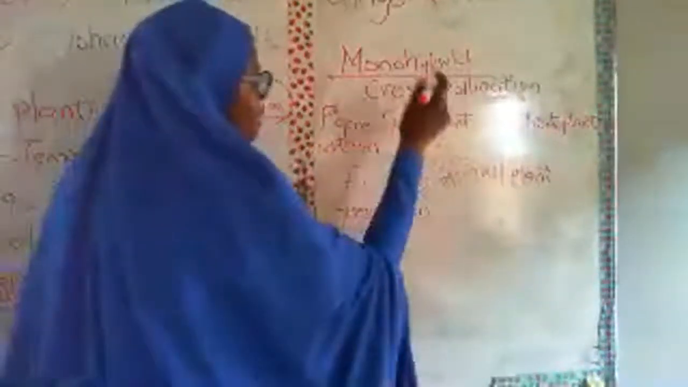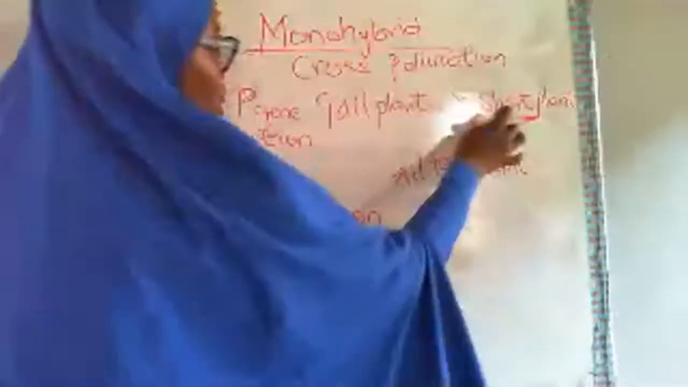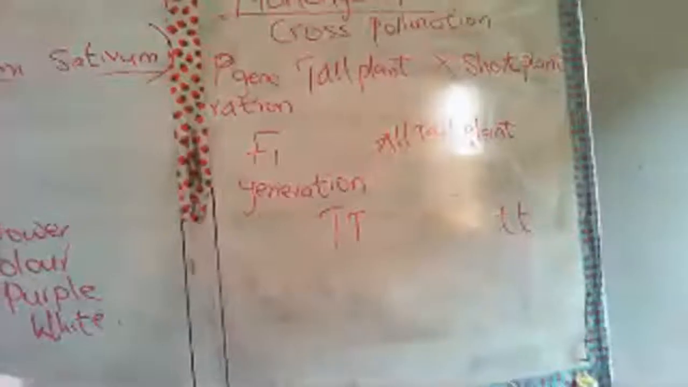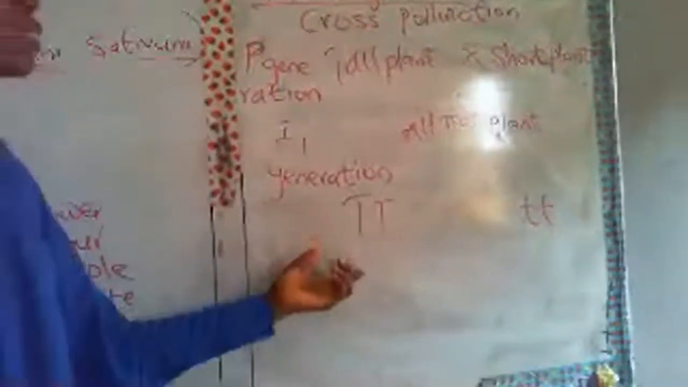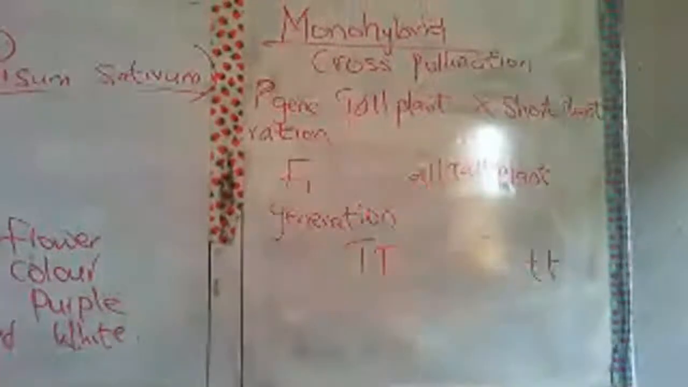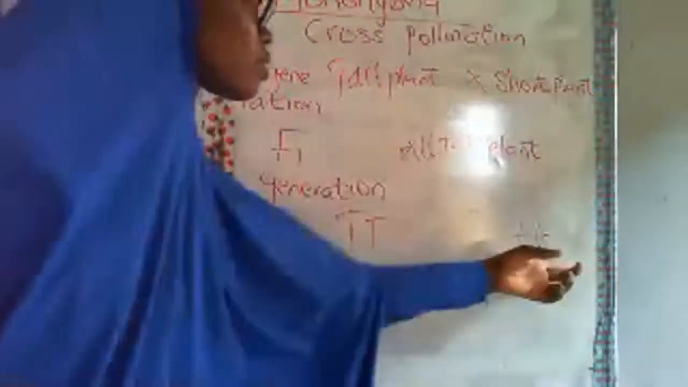Now the tall plant. I told you that I use pure breeding, and pure breeding plants are homozygous. So for the tall plant, we are going to have capital letter T, capital letter T. Then for the short plant, we are going to have small letter t, because the tall plant is the dominant, while the short plant is the recessive. I told you that the dominant are represented with the capital letter, then the recessive with the small letter. I also told you that each individual inherits two copies of an allele for a character. That is why you are saying TT, then tt this way.